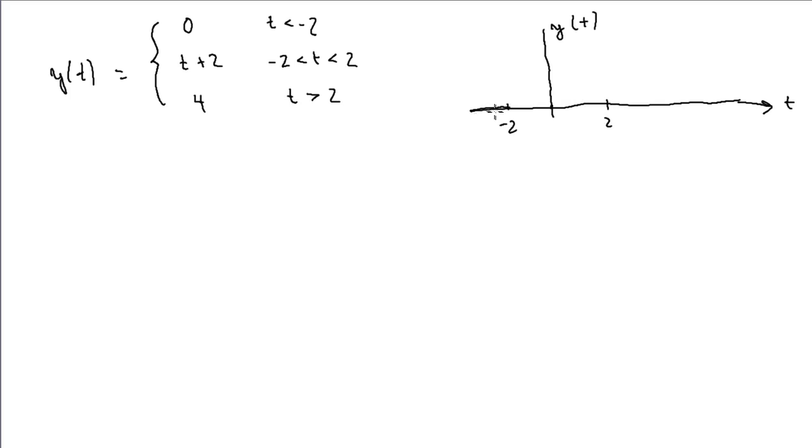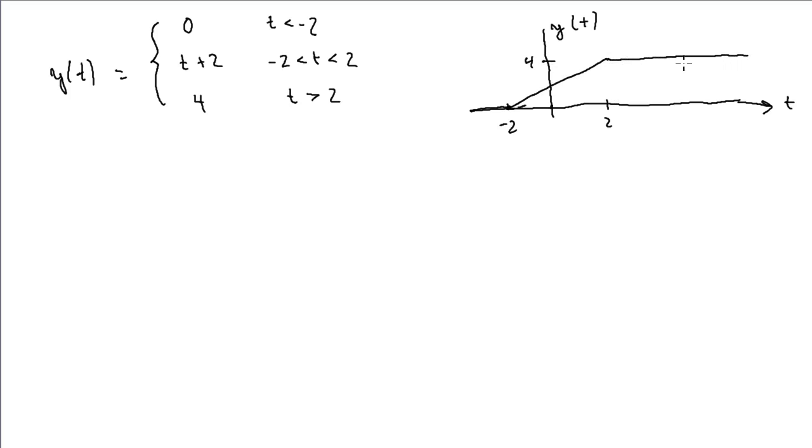At minus 2, t plus 2 is 0. And when t is equal to 2, this thing gets up to 4. So the straight line segment looks like that. Reach a height of 4. And then for all t greater than 2, the output is a constant 4.